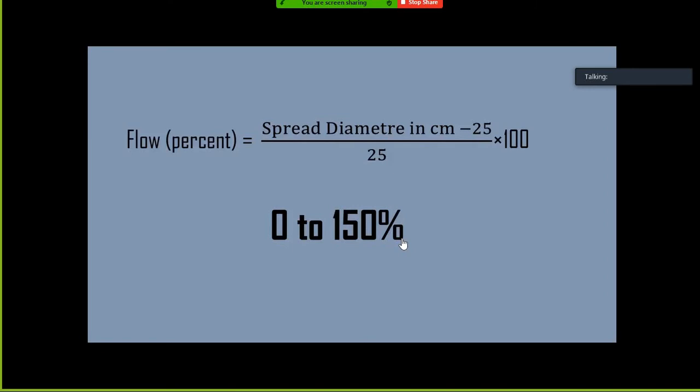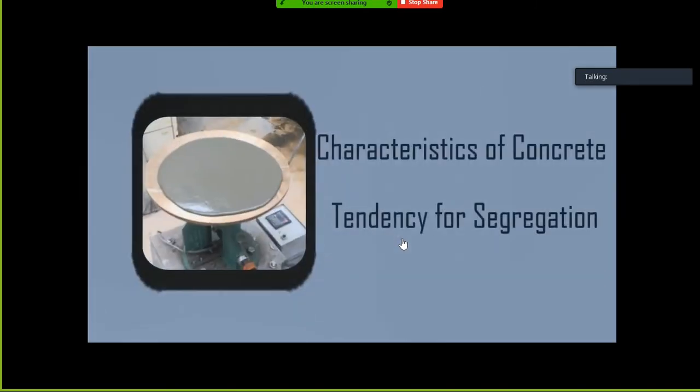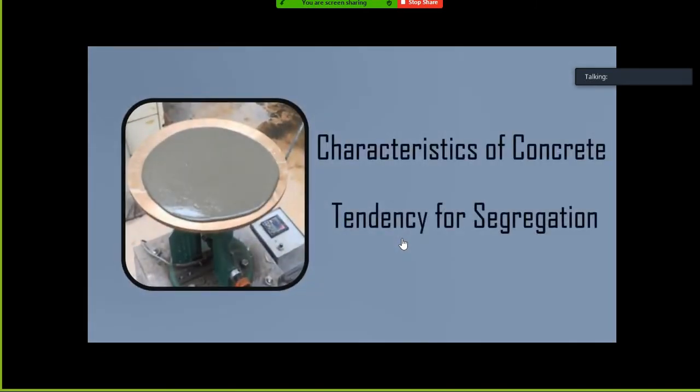Thus, the value of flow percent is calculated from 0 to 150%. A close look at the pattern of spread of concrete can also give a good indication of the characteristics of concrete, such as the tendency for segregation.